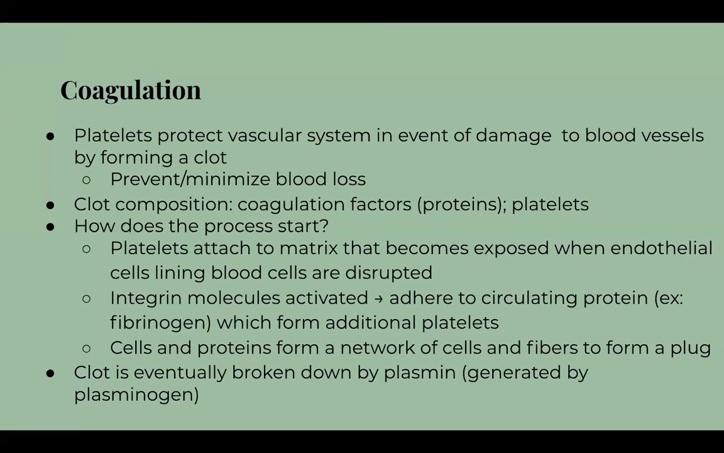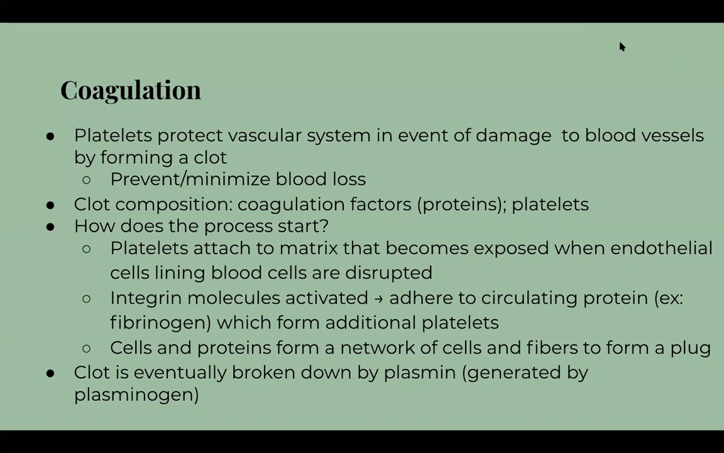Sorry about that. The last topic is coagulation, and this is the last function of the circulatory system that we're going to talk about. Earlier we talked about platelets and how their main function is to form a clot. You need to form clots when there's damage to a blood vessel, to minimize blood loss out of that vessel. So how does clot formation actually start? It involves proteins called coagulation factors, and the platelets are also involved in starting it.